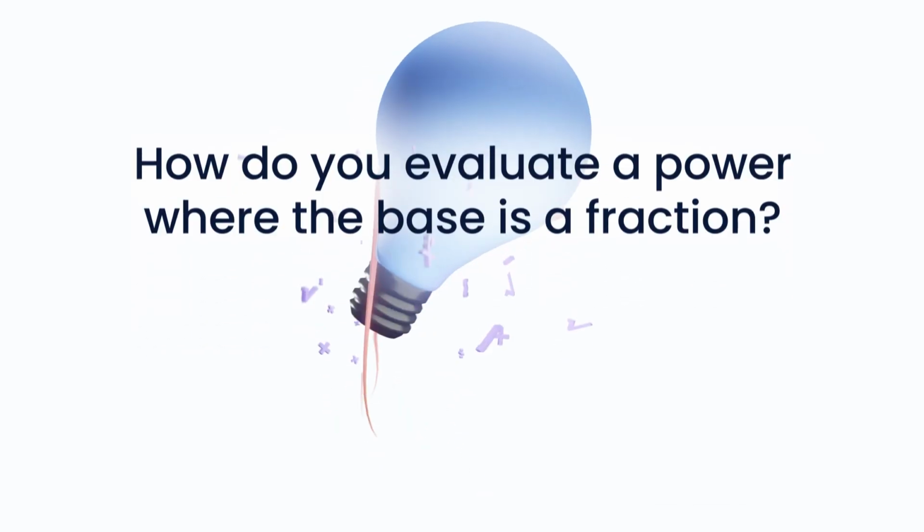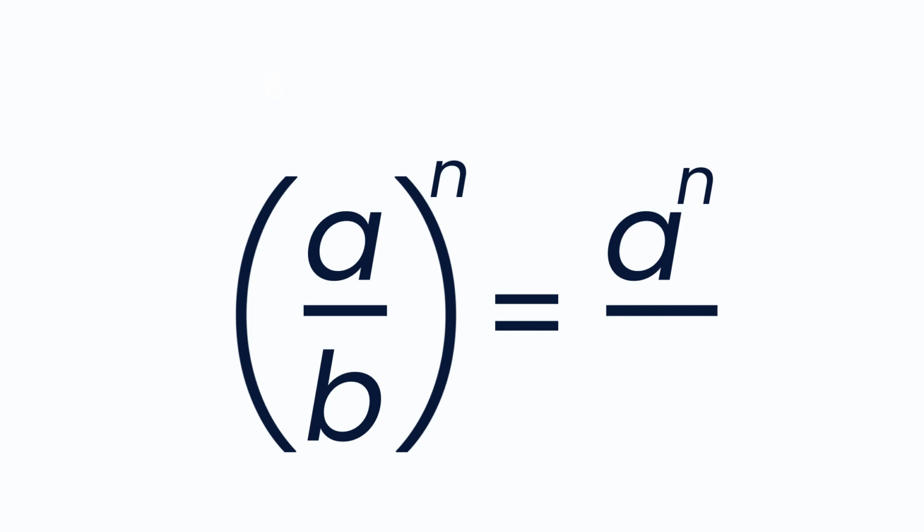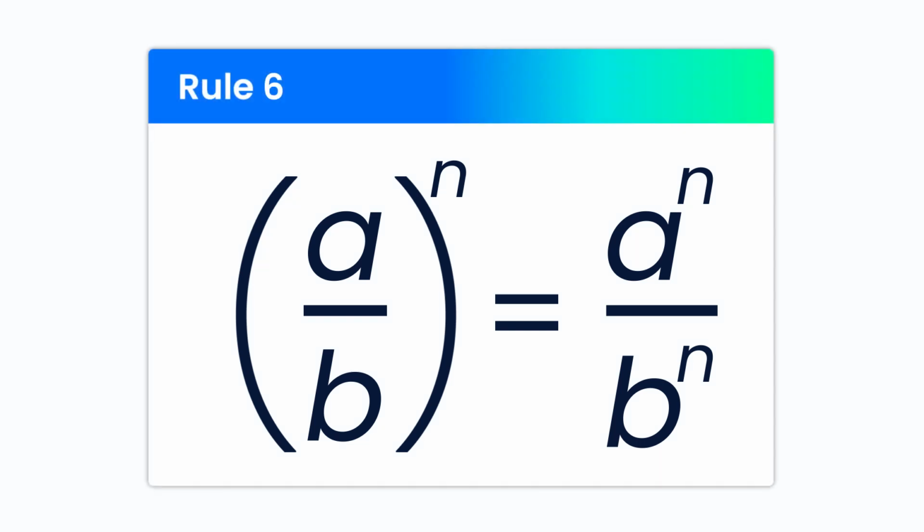How do you evaluate a power where the base is a fraction? Both the numerator and the denominator are raised to the power of the exponent. So, the fraction a over b to the power of n can be written as a to the power of n over b to the power of n. We'll call this Rule 6.